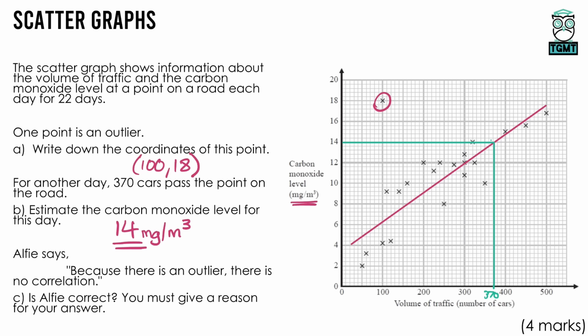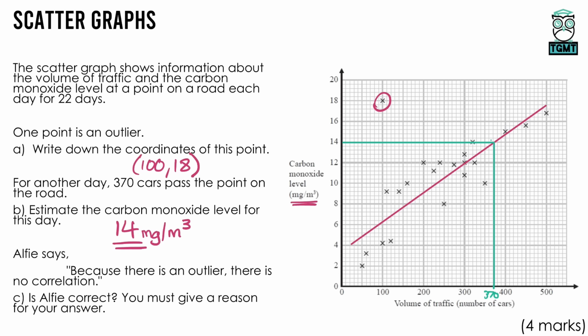The final part here says, Alfie says, because there's an outlier, there's no correlation. Is Alfie correct? You must give a reason for your answer. Now we can already see that there is in fact a positive correlation, and actually the outlier is just something that we would disregard. You might have used in other subjects the word anomaly. It doesn't mean that there's no correlation, it just means that there was one particular day where there was an anomaly.